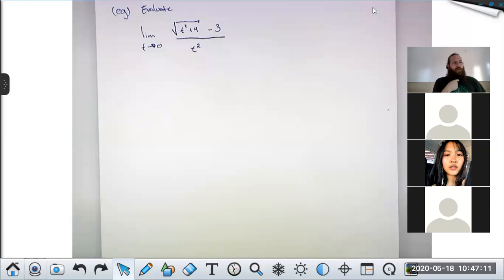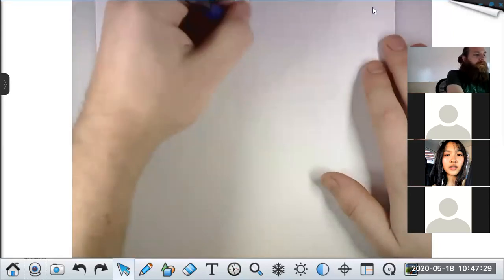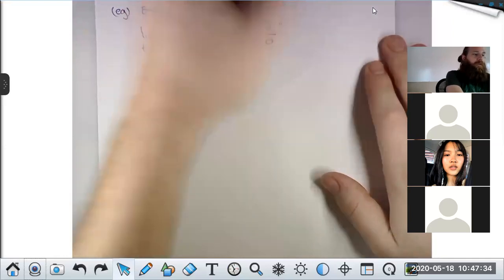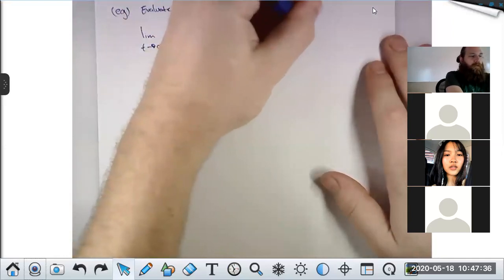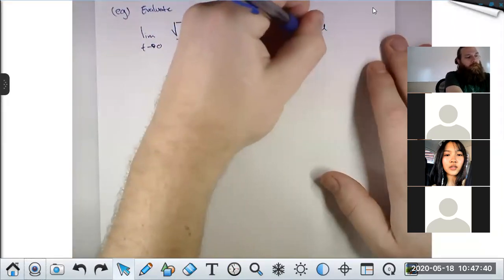When I see an expression like this, where one of the numerator or the denominator is the square root of some variable expression minus a constant, my first thought is to multiply by the conjugate of that expression. And that's what we're going to do here. So I can't just plug in 0 because this looks like 0 over 0, which is undefined. This is what's called, remember, an indeterminate form.